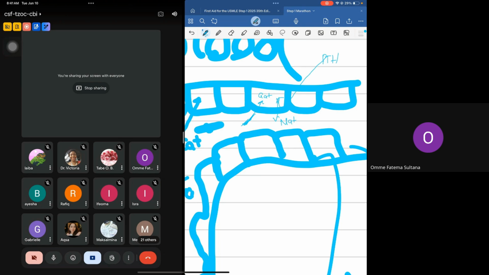At the same time, the same thing is happening in the proximal convoluted tubule. If the parathyroid hormone is not there to block the reabsorption, a lot of phosphate is going to get reabsorbed. So in order to block the phosphate reabsorption, you are going to need to activate some things.